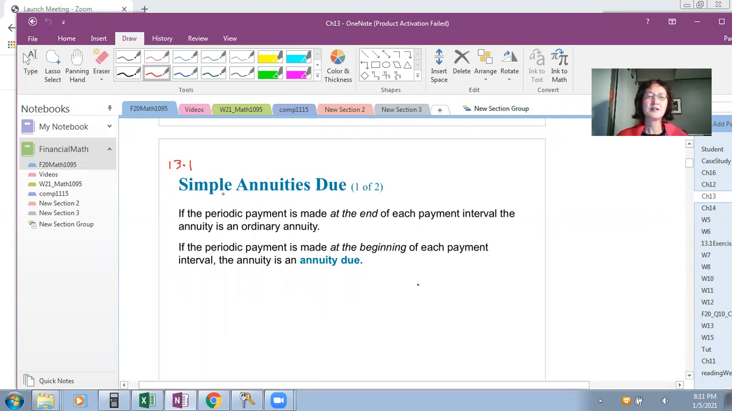So far, we talked about annuity, where payment is made at the end of a payment period. If payment is made at the beginning of each payment period, that is annuity due. Keyword simple means number of payment per year, PY, equal to number of interest conversion period per year.